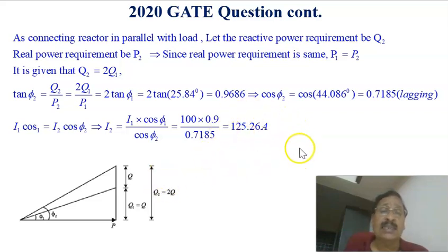Therefore, when we are connecting a reactor parallel to the load, the current increases from 100 amperes to 125.26 amperes. Therefore, the correct answer is 125.26 amperes.